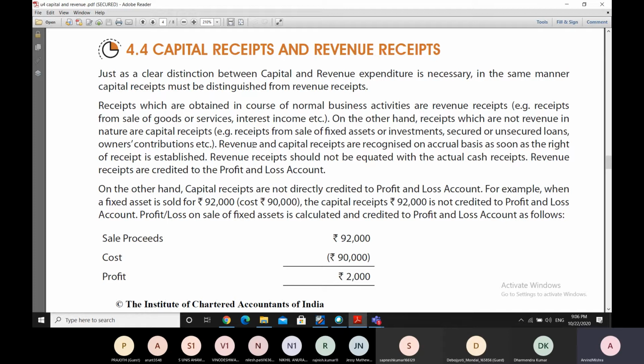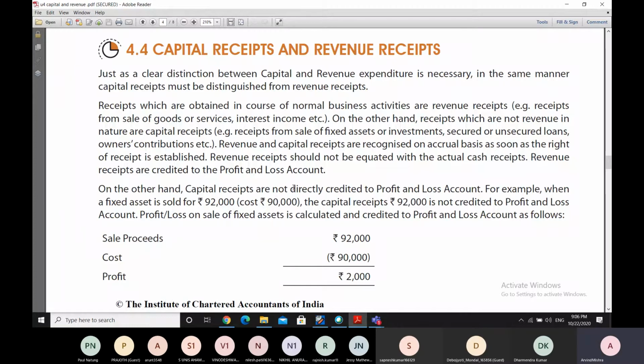Revenue and capital receipts are recognized on accrual basis, by which we mean that as soon as the right of receipt is established, we recognize it. It has got nothing to do with actual cash receipts. Actual receipts may come before or even after the accrual. And the revenue receipts are credited to the profit and loss account. On the other hand, capital receipts are not directly credited to the profit and loss account.